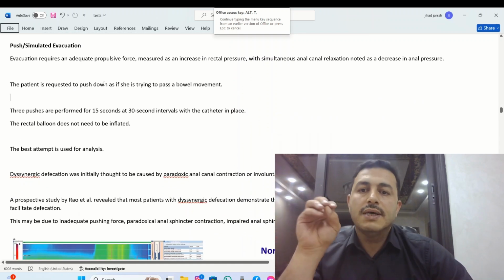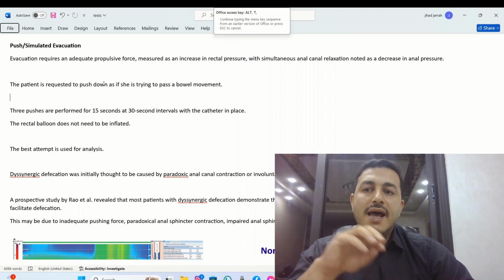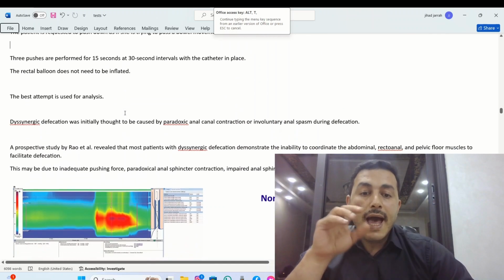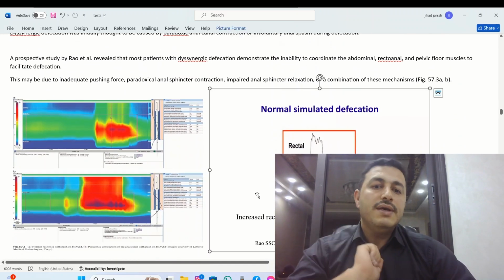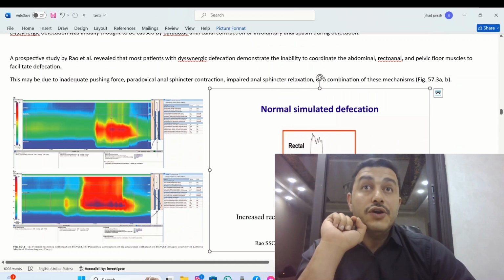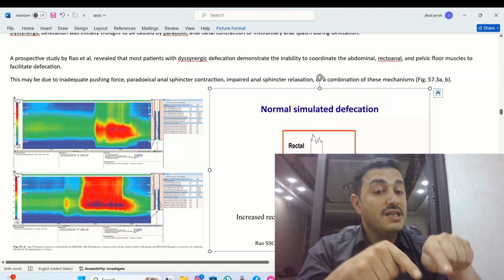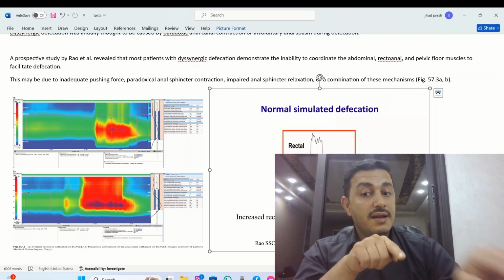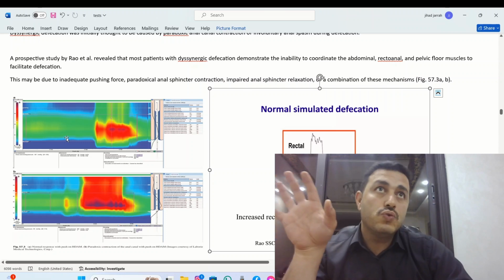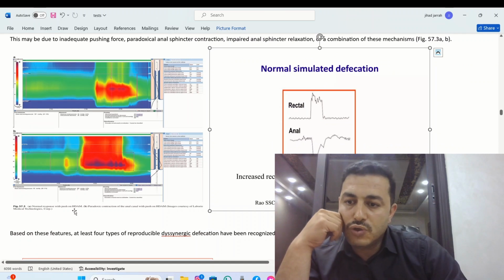Okay, after finishing the cuff reflex, we go to push or stimulated evacuation. We ask the patient to mimic as if he is going to defecate, and we detect the pressure. Logically, the normal simulated defecation requires what? Increase in the rectal pressure and decrease in the anal pressure. This is the normal. This is the high definition, which we said high resolution. The color should be high resolution.